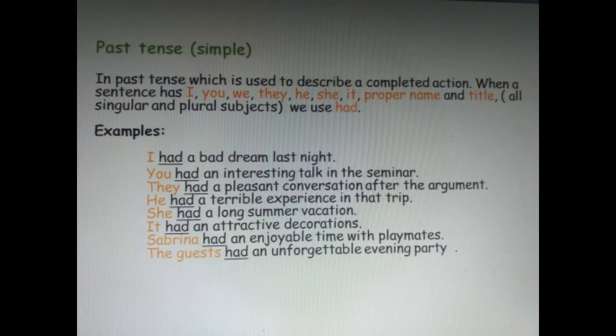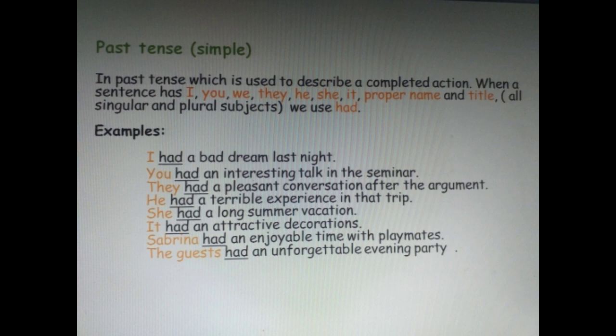In simple past tense, which is used to describe a completed action, when a sentence has I, you, we, they, he, she, it, proper name and title, all singular and plural subjects, we use had. For examples: 1. I had a bad dream last night. Next, you had an interesting talk in the seminar. Next, they had a pleasant conversation after the argument.